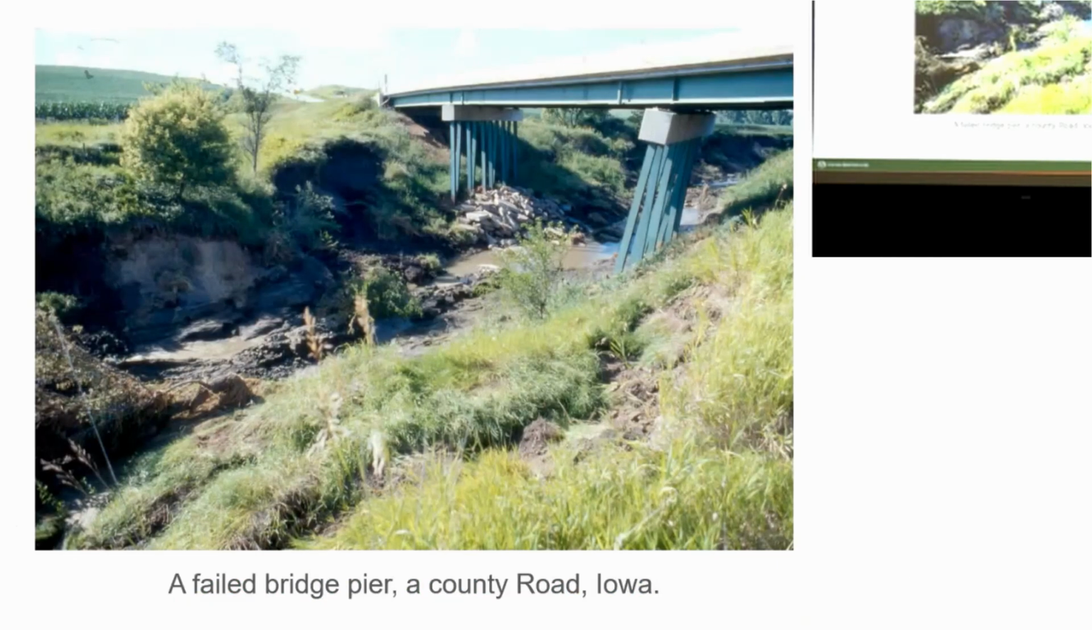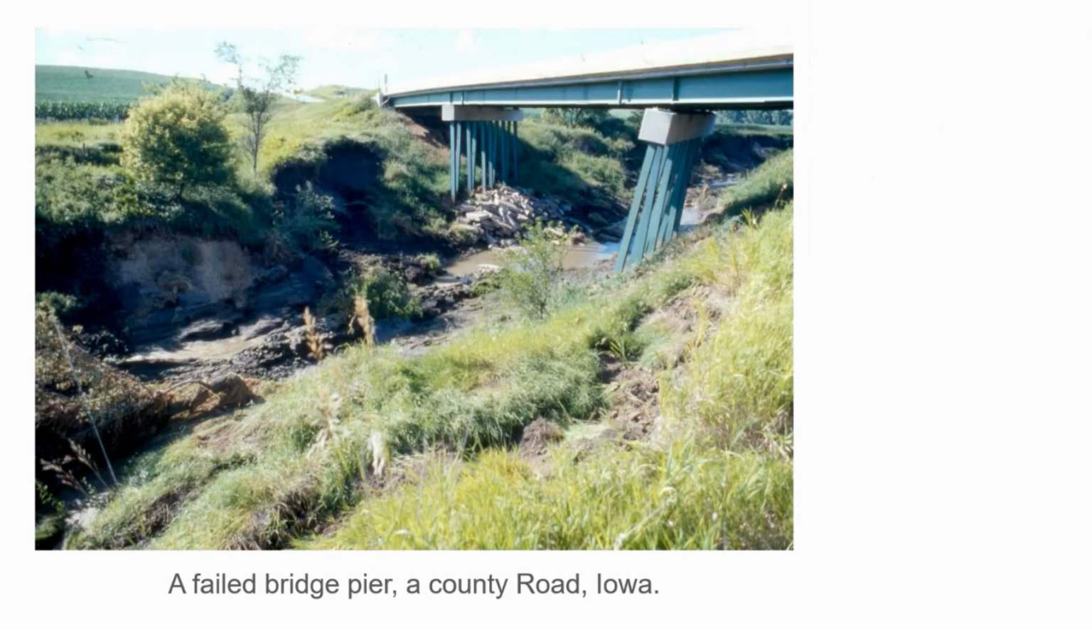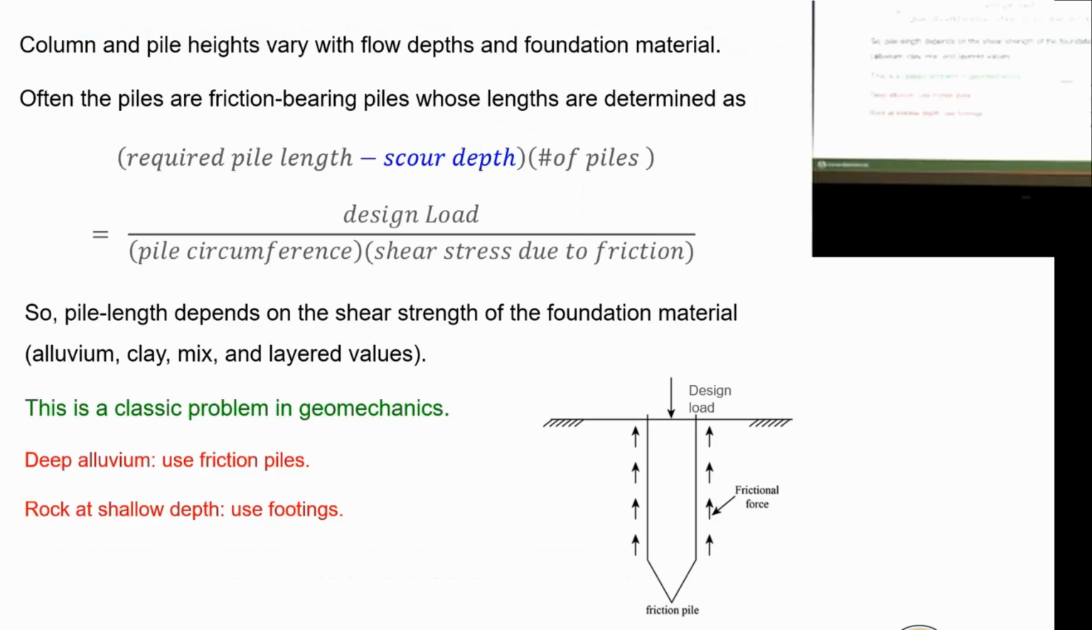So this is a county road in Iowa, a failed road bridge. The pier has been undermined there and it's tipped. You can have tip forward, backwards, sideways, just to illustrate very quickly the sort of problems that can arise. Typically for a friction-bearing pile, as I indicate here, you rely on friction force up the pile to resist the load, to balance the load or exceed the load. That's a friction-bearing pile. And you have this equation here in terms of pile length.